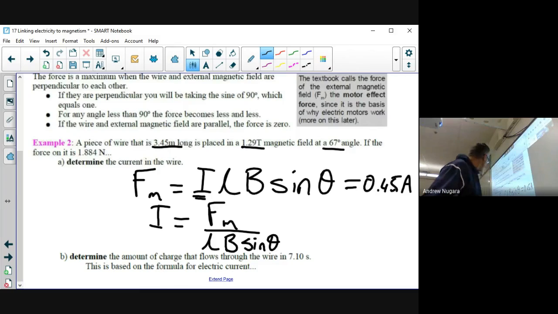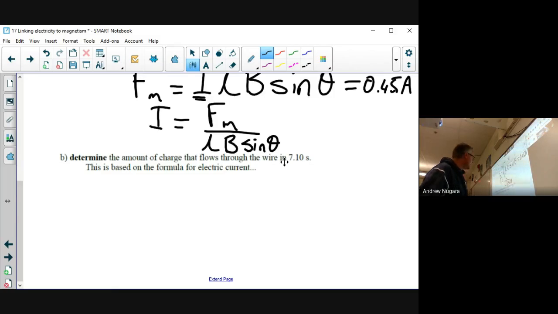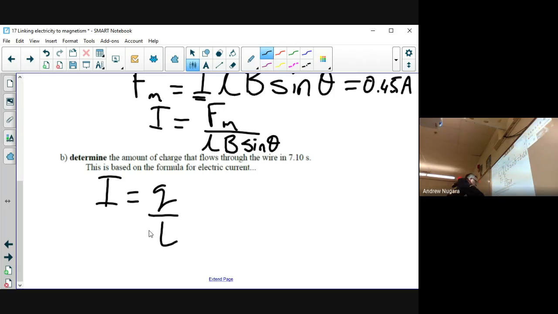All right. And then it says determine the amount of charge that flows through the wire in this many seconds. This is based on the formula for electrical current. So this is the formula: I equals Q over T, and we're determining the amount of charge. So we're solving for Q, so it's just Q equals IT.